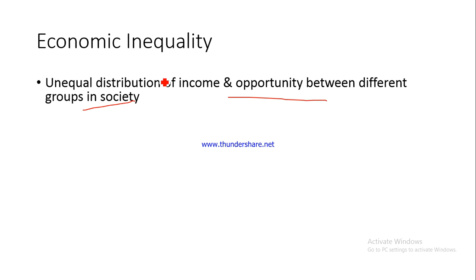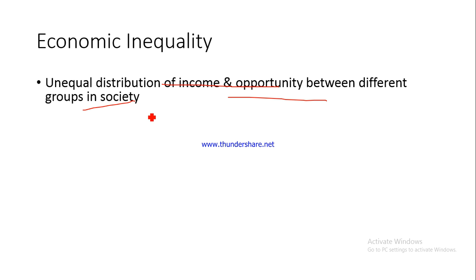Right? So, unequal distribution of income and opportunity between different groups, between different sections in the society, is known as economic inequality. Let me give you an example. Suppose rupees 70 is the poverty line, and everybody is earning above rupees 70. So there is no absolute poverty, but some are earning 80 rupees while some are earning 8,000 rupees. So there would be relative poverty and there would be economic inequality.